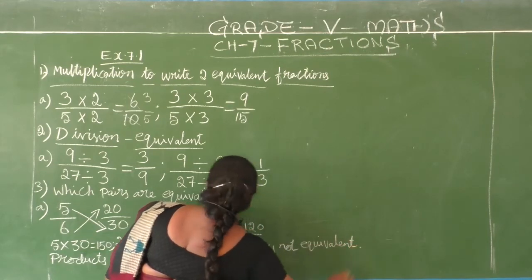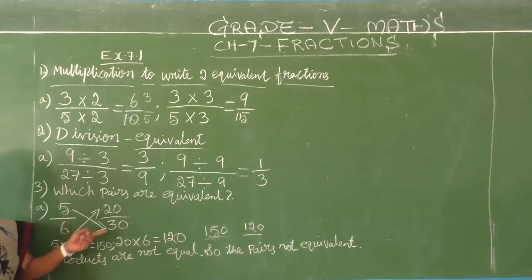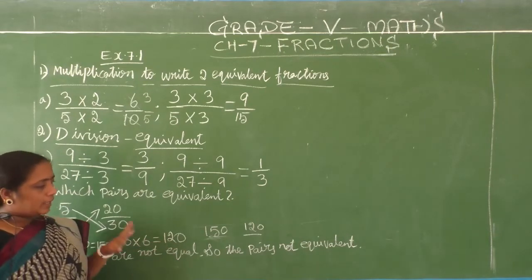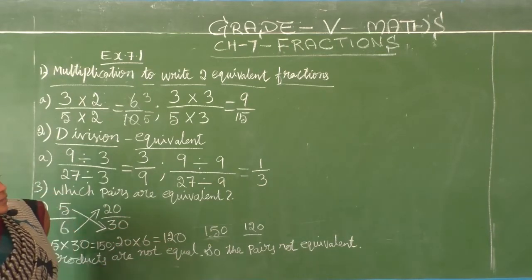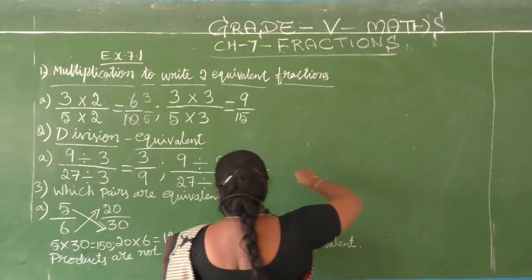Okay, ma? How can you find out whether these pairs are equivalent or not? You have to use cross multiplication. If the products are the same, it's an equivalent fraction. I will teach one more sum in this Roman, the third Roman.